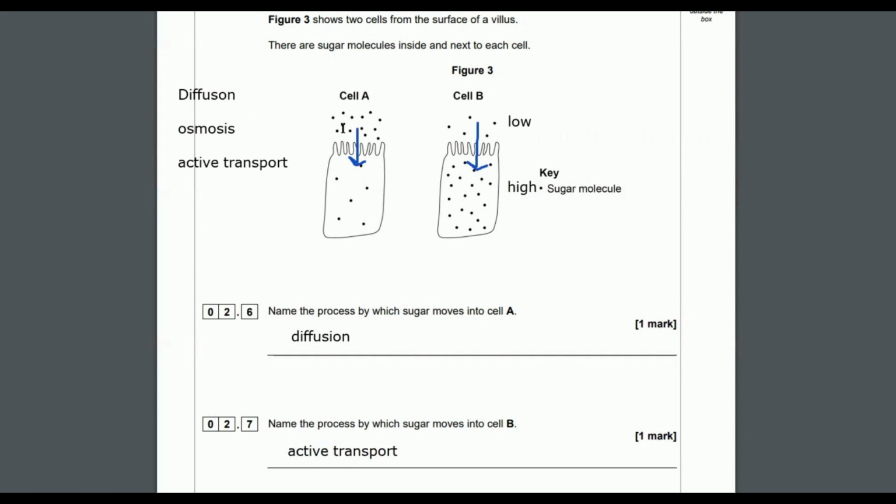You might ask yourself, but why isn't it diffusion? Sorry, why isn't it osmosis? Isn't osmosis always high to low? Osmosis is always high to low, but this is talking about sugar, and osmosis is only about water. So anything other than water, if it's going from high to low, diffusion. If it's water, it's osmosis. Anything from low to high, active transport.